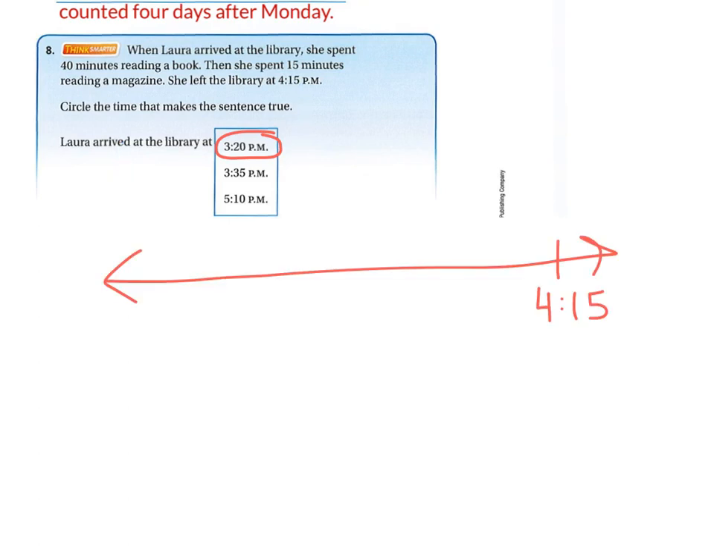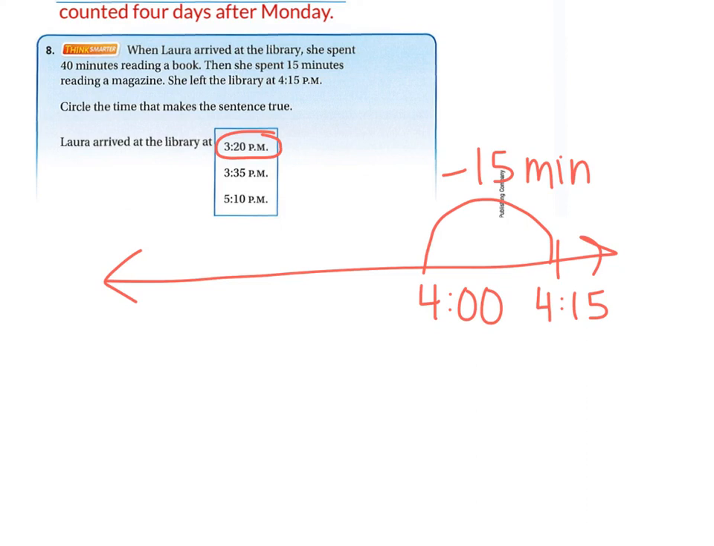Since we know the end time is 4:15, I'm going to set up my number line to show that. The end is 4:15. Now I can jump backwards 15 and jump backwards 40, and when I do that, we should arrive at the time Laura got to the library. So let's begin. 4:15, if I'm going backwards 15 minutes, that is 4 o'clock. You could have used a clock if you couldn't do that in your head.